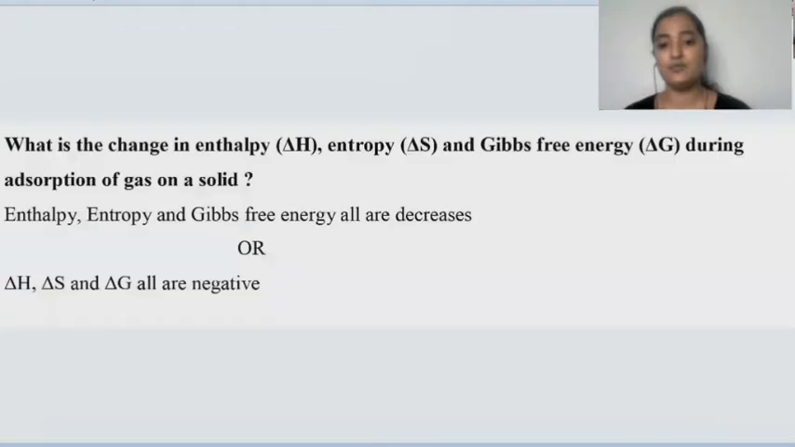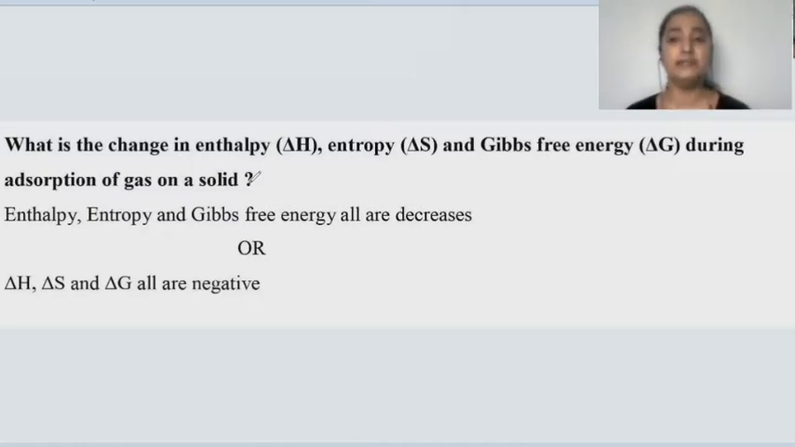Now let us move towards the important questions one by one, children. The first question is, what is the change in enthalpy, entropy and Gibbs free energy when adsorption of a gas on a solid is taking place? What kind of change happens in enthalpy, entropy and Gibbs free energy when a process of adsorption is taking place? That is the question here.